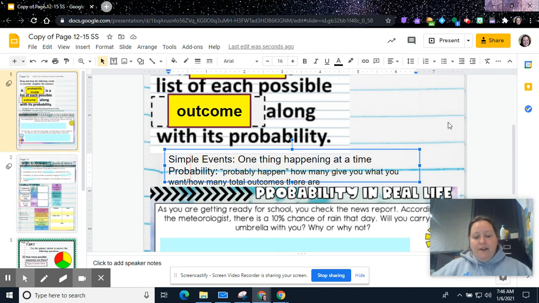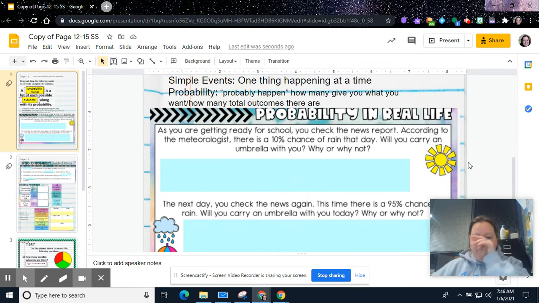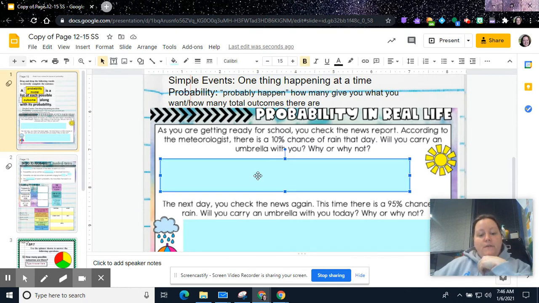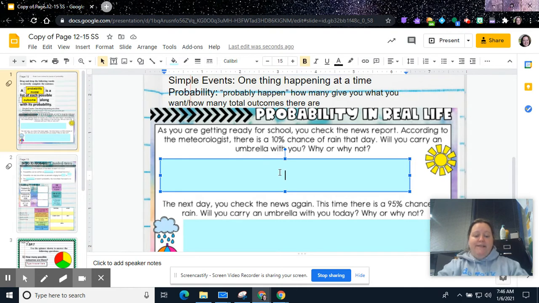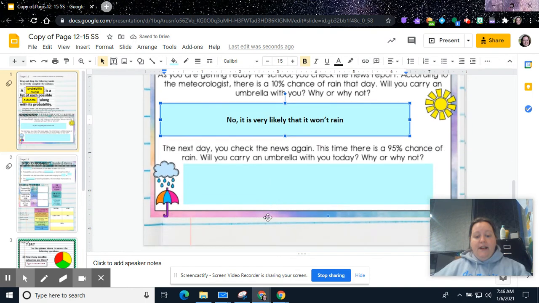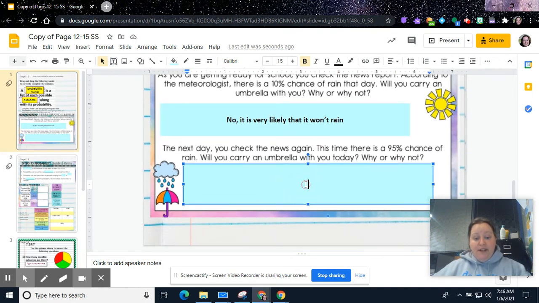So looking down here, you are getting ready for school. You check the news report, and according to meteorologists, there's a 10% chance of rain for that day. Will you carry an umbrella with you? Why or why not? Well, if it's only a 10%, no, it is very likely that it won't rain. However, if you go down here and there's a 95% chance, we will probably carry an umbrella.